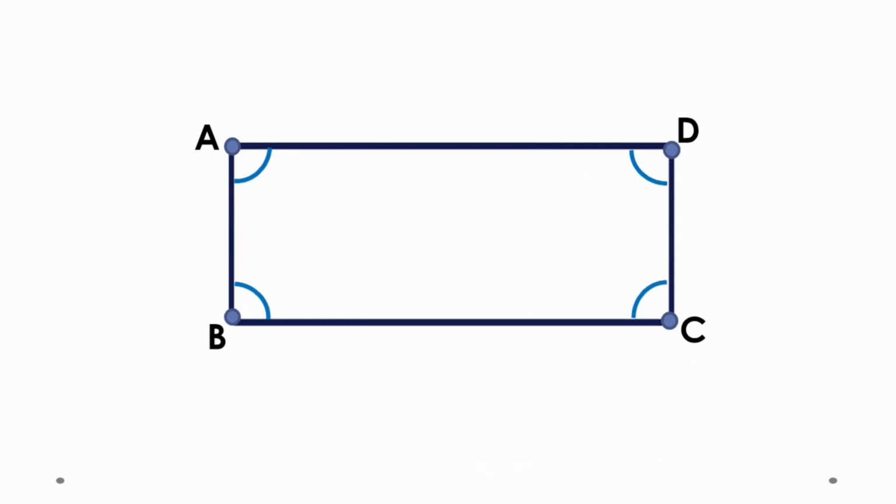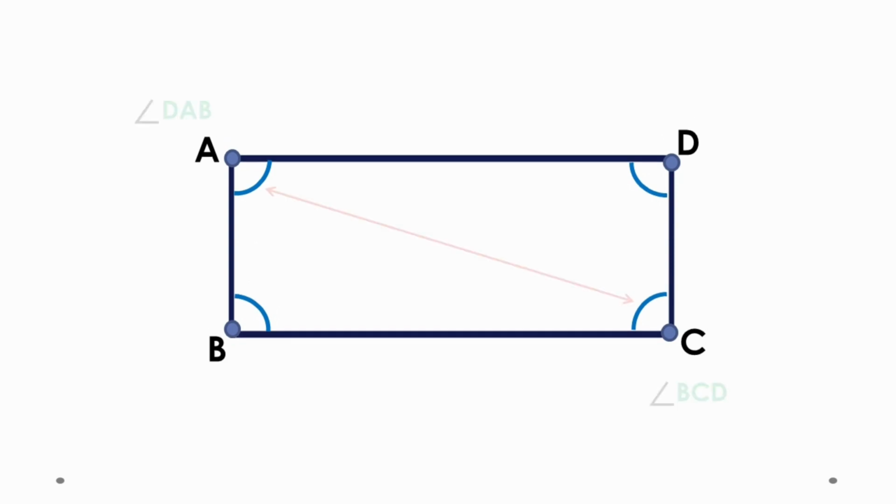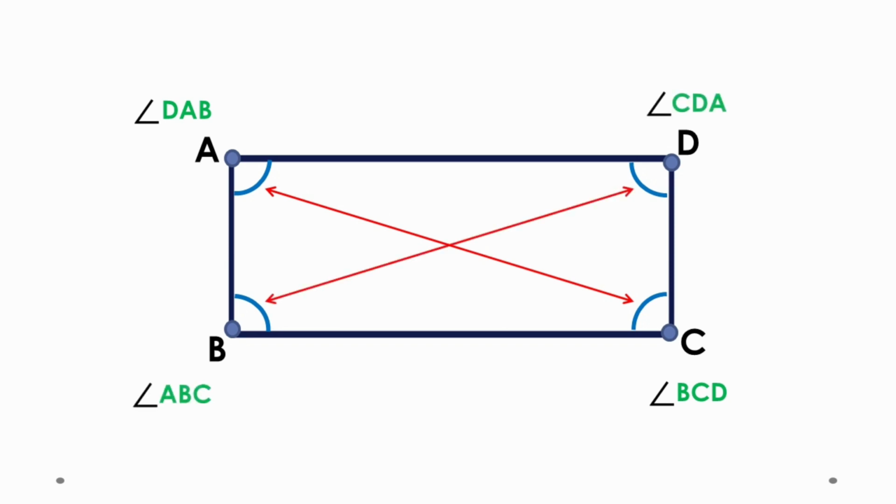Now let's discuss the opposites. The word opposite itself suggests that we will be looking at the sides and angles lying opposite to each other and will not have any common point. As we can see, side AB is opposite to the side DC and side AD is opposite to the side BC. In a similar fashion, angle DAB is opposite to the angle BCD and angle CDA is opposite to the angle ABC.